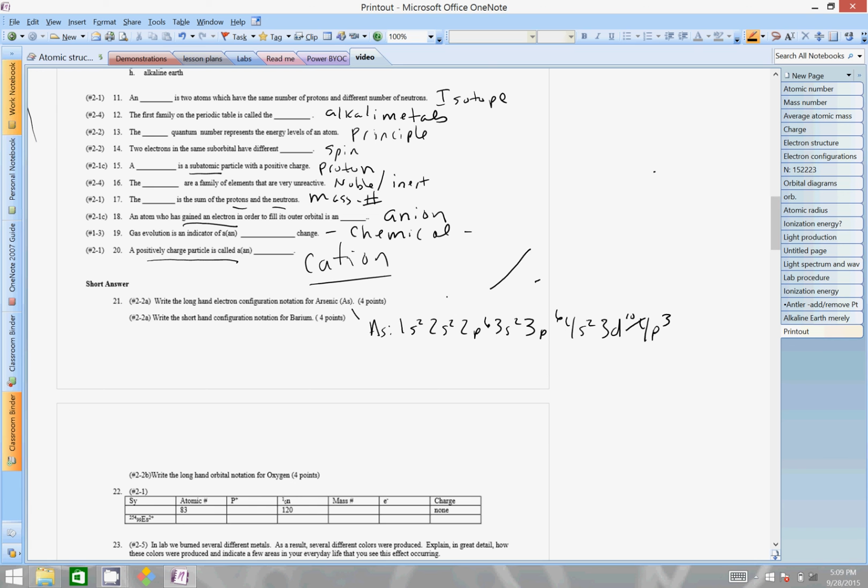Alright, you find barium. It's in the alkaline earth metals. The previous noble gas to barium is looking like xenon. Bracket that in xenon. And then just start out as being 1, 2, 3, 4, 5, 6, throw down 6s2. Alright.